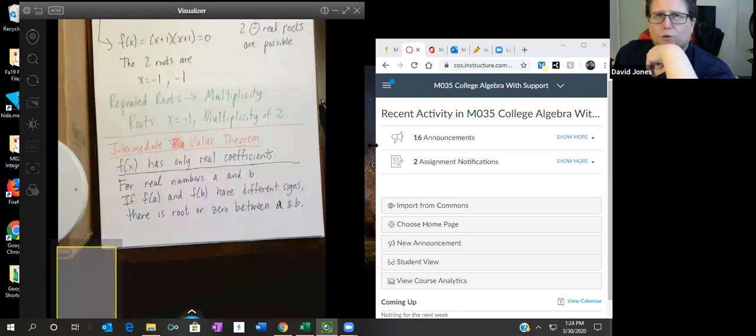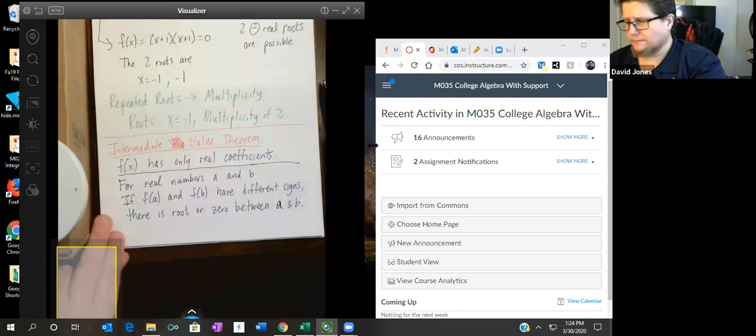I'm going to show you pictorially what that means. Graphically, it kind of helps clear it up. Pause this and finish writing this down.